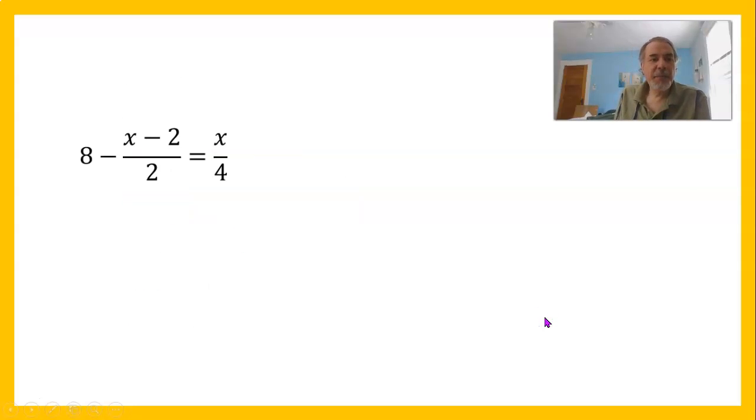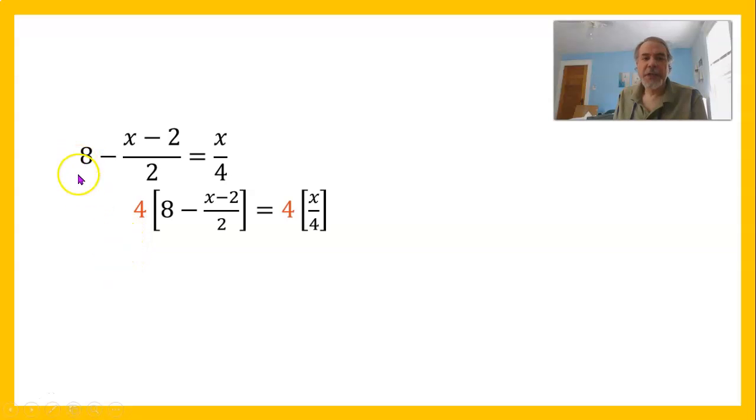Okay, 8 minus (x minus 2) over 2 equals x over 4. Look at the denominators. There's a 2 and a 4. What's the lowest common denominator? If you said 8, that is a common denominator. It is a multiple of 2 and of 4, but it's not the lowest. The lowest common denominator is actually 4. So I'm going to multiply both sides of this equation by 4.